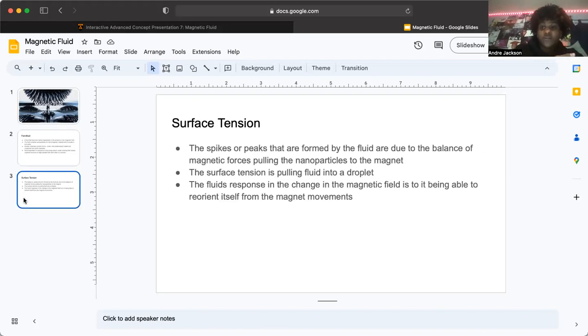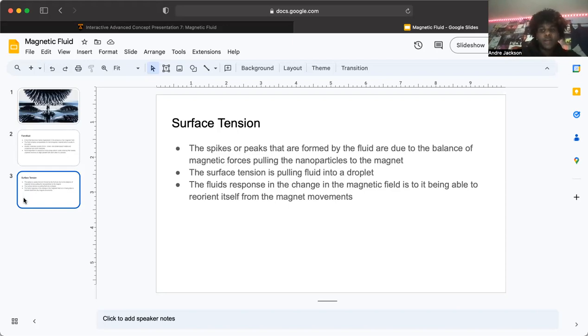Okay, so surface tension. The spikes or peaks that are formed by the fluid are due to the balance of magnetic forces pulling the nanoparticles to the magnet. So in the video that we saw, that was linked in the description, when you make the fluid and you put the magnet to it, it forms spikes.